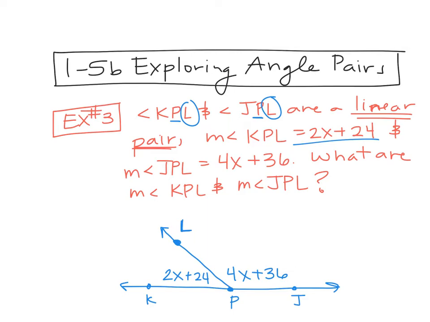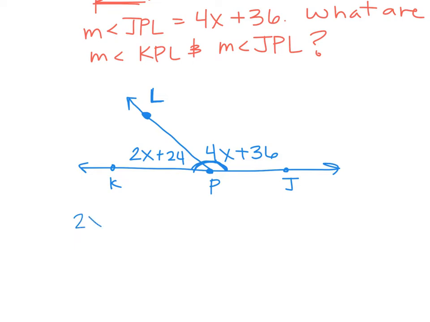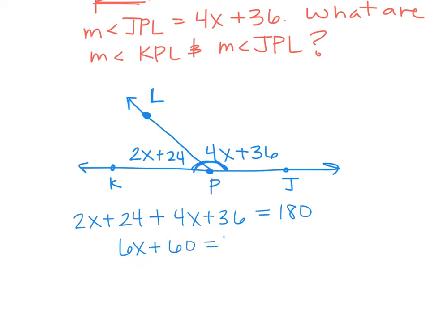Right. So whenever it's forming a straight line like this, that angle measure is 180 degrees. So if I have the two expressions for that 180 degree angle, I can add them together. So 2x plus 24 plus 4x plus 36 should equal 180. And now from here it's algebra. So 2x plus 4x is your 6x. 24 plus 36 is 60 equals 180. Take away the 60, so 6x is going to equal 120. Divide by 6, and x is going to be 20.